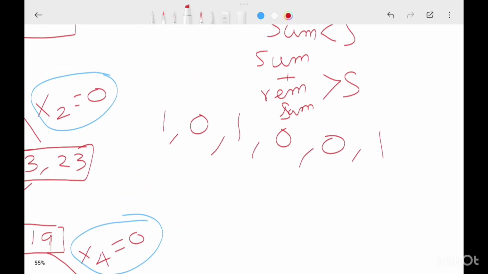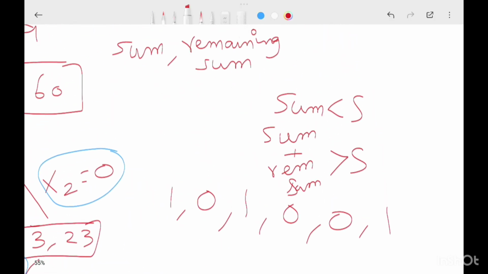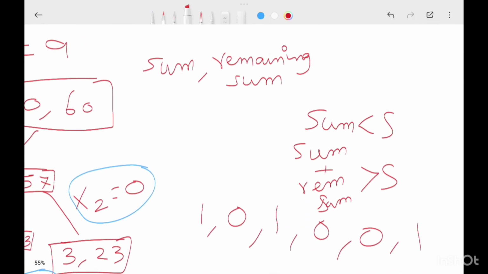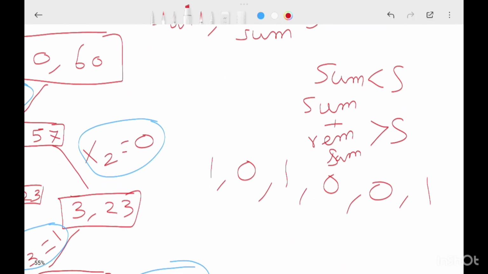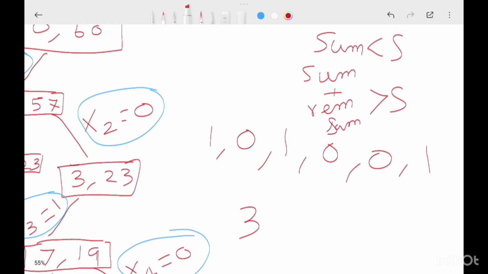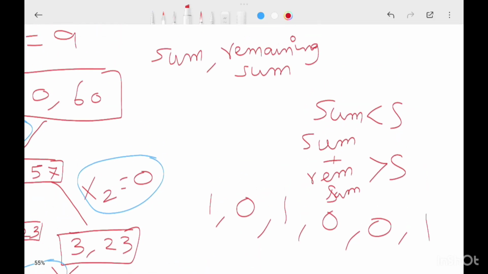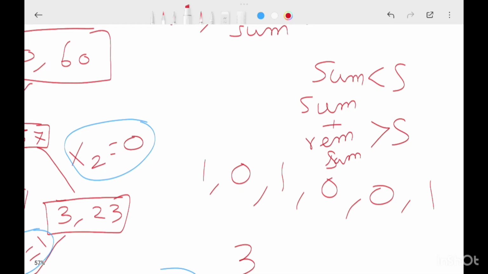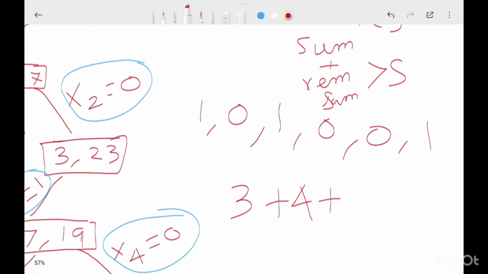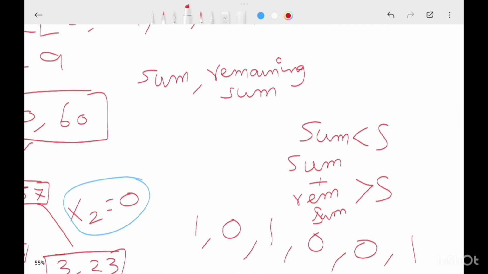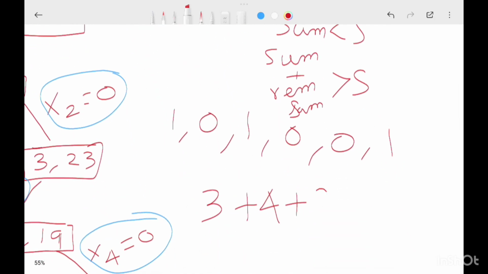From our input, I just added the first element, whose value is 3, and then I am adding the third element, whose value is 4, and then I am adding the last element, the sixth element, whose value is 2. So now it gives you the subset whose sum is 9.